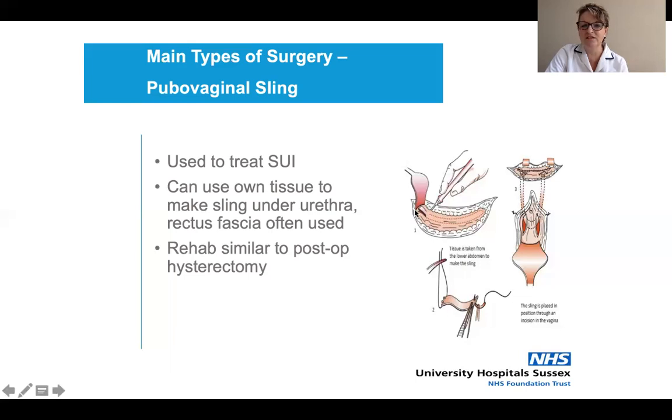If you have a little look at this diagram here, you can see there's been an incision made in the lower part of the tummy to remove the fascia. Fascia is connective tissue, the things that gum us all together. So a little bit of that is removed and then created to be a sling, and then placed underneath the urethra to give it support. So when you cough, laugh, sneeze, exercise, and that pressure increases in the abdomen, leakage should not occur. And in terms of surgery recovery, the recovery is very similar to a hysterectomy.